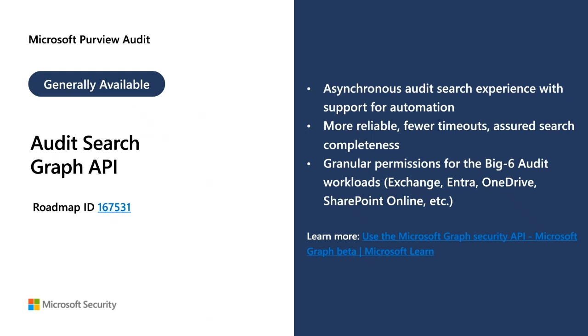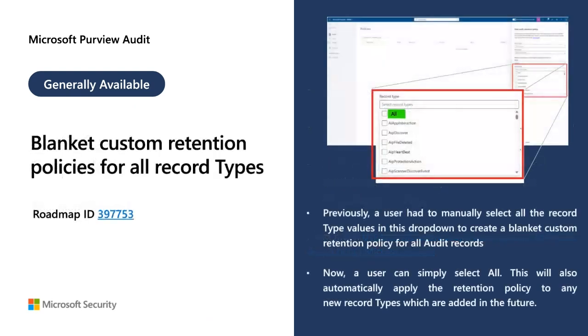So in these scenarios, you can scope your access to logs and you can say, hey, I only want one admin to have access to Exchange logs, a different admin to have access to SharePoint logs. That can now be done for the first time using the Graph API. Okay, up next in the next slide, we have blanket custom retention policies for all record types.